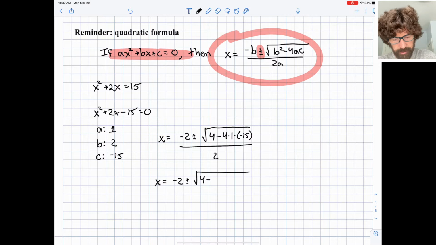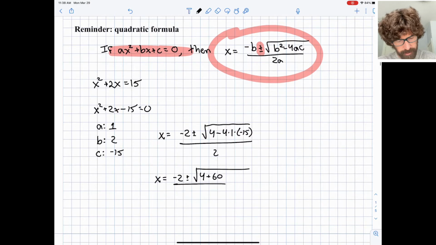4 minus 4 times 1 times negative 15 is negative 60. So that's going to turn into 4 plus a positive 60. And that's going to be a perfect square, I can tell. So that's nice and friendly. So x equals negative 2 plus or minus, the square root of 64 is 8 all over 2.